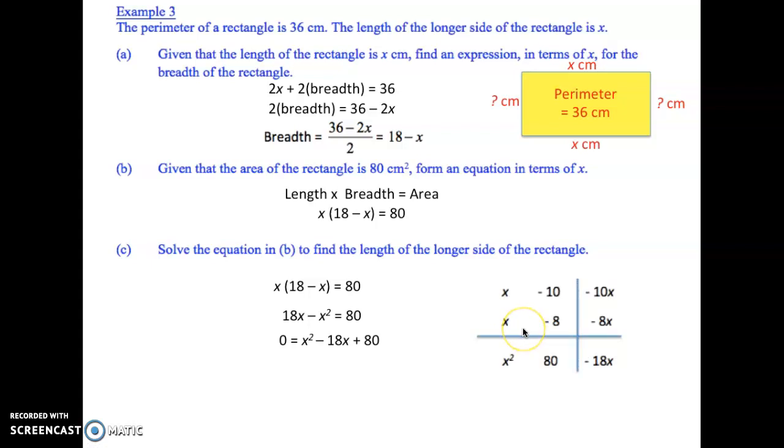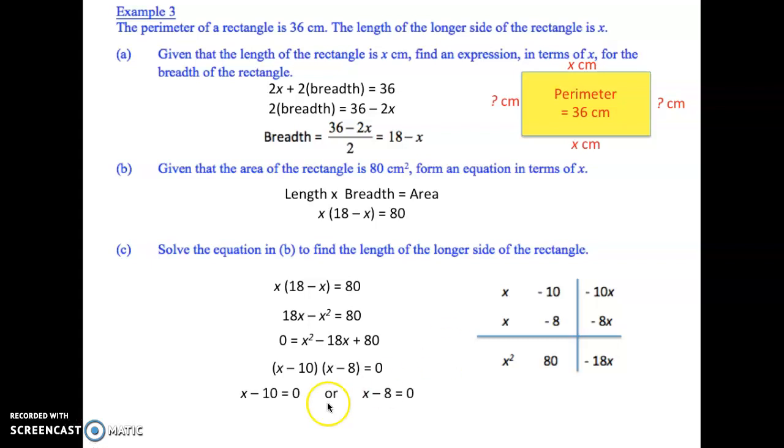So when we factorize, do take note of this last term here. We have a negative 18x which we want to achieve. Hence, we need to break 80 down into 2 negative factors. So with this, we have x minus 10 multiplied by x minus 8, which will give us 0. If you do not want to use the cross method, you can use the multiplication frame as well.